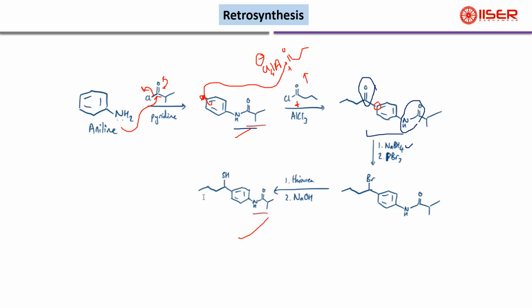Now there are two groups. One is amide, one is ketone. If you add NaBH4, it will undergo selective reduction of the ketone to give us alcohol. This will be transferred to OH, and if you undergo a PBr3 bromination, the OH will be substituted with bromine. In the next step, if you add thiourea, that will act as a nucleophile and substitute the bromine.